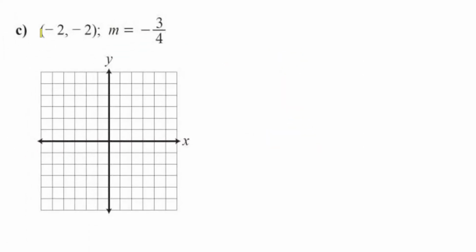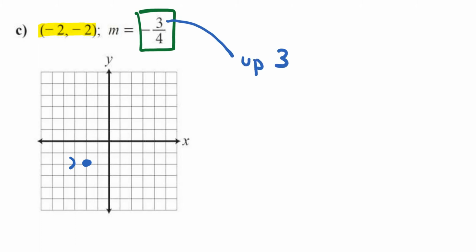My starting point here is -2, -2. So that's left 2, down 2. So if I go left 2 and then down 2, I'm right here. So this is my starting point right there. And then from there, my slope is going to be -3 over 4. Now, what I like to do with the slope is I always go up first by the numerator. So I go up 3. And then because there's a minus sign there, I would go left 4 from the starting point. So up 3, left 4.